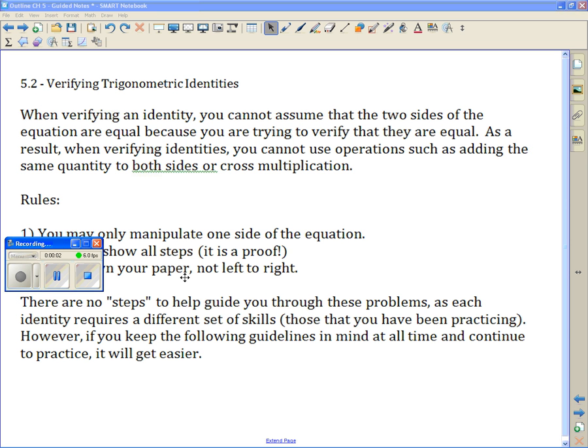Hi class, here we are, 5.2, Verifying Trigonometric Identities.